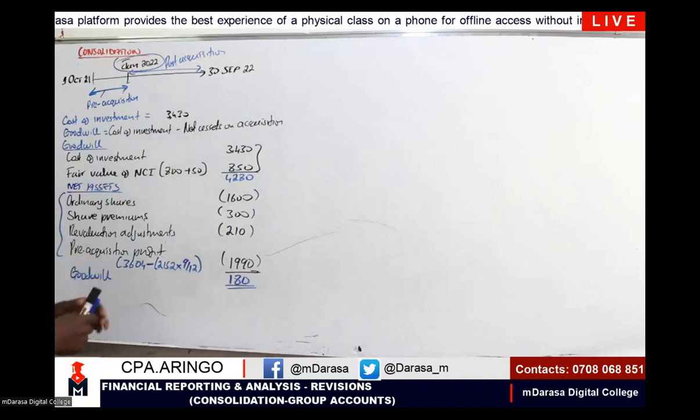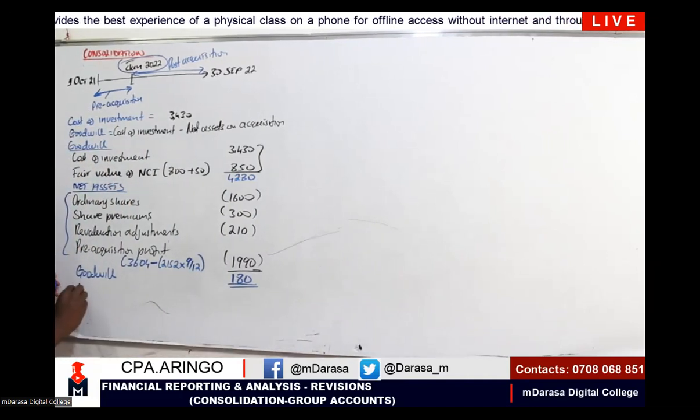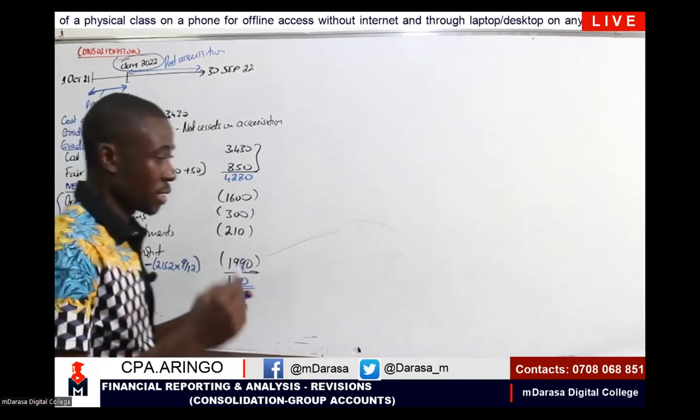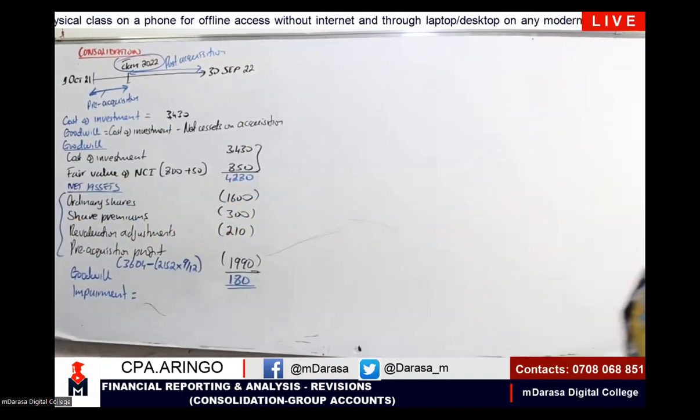The other question is, did you have any impairment? That's a question that you should ask yourself. Try to identify if you had any impairment so that we determine it just at once. In our question, do you have any place where you had the impairment of goodwill?